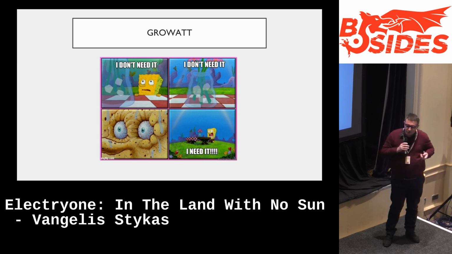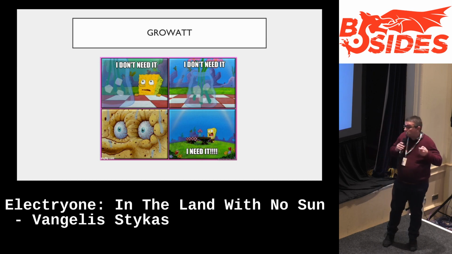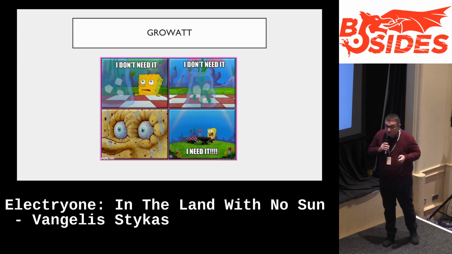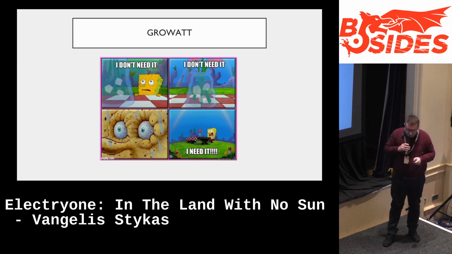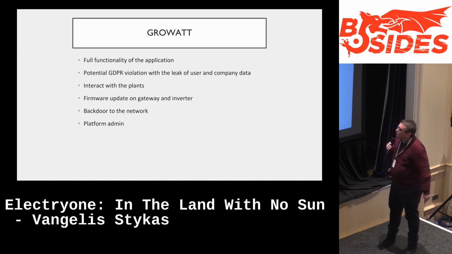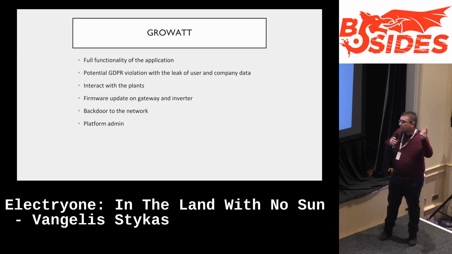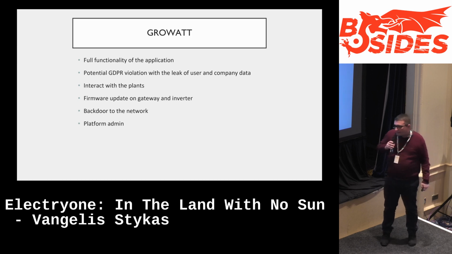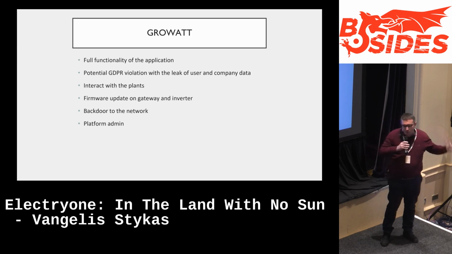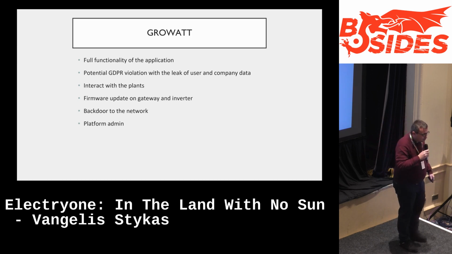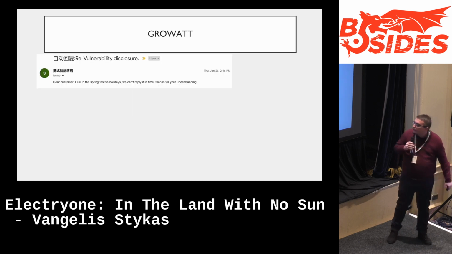So their application was just accepting the login, and then you could just say, give me that serial number, without any authentication, and yeah, you could get whatever you want. From the bottom-up: platform admin, backdoor the network, firmware update on gateway and inverter too, interact with the plants. I'm not even going to care about the GDPR anymore because, yeah.